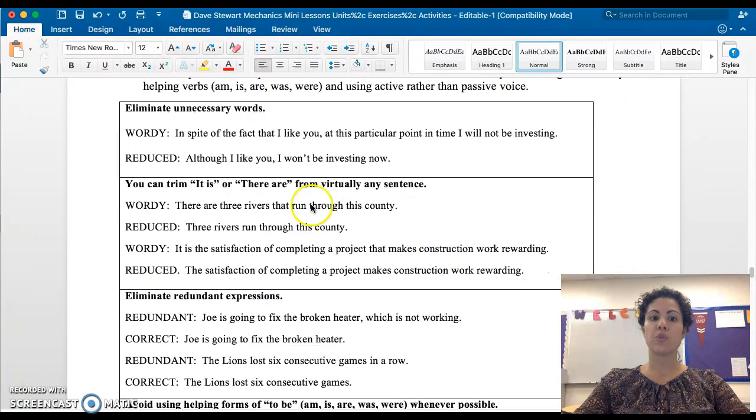You can also trim "it is" or "they are" from virtually any sentence. This is a great piece of advice. And remember, you can do Command F to find this in your paper. So what's wordy: there are 3 rivers that run through this country. Or we could say 3 rivers run through this country. Notice in the second, reduced version, that is also taken out. Oftentimes the word "that" does not need to be in our sentence, and it's just adding to the wordiness.